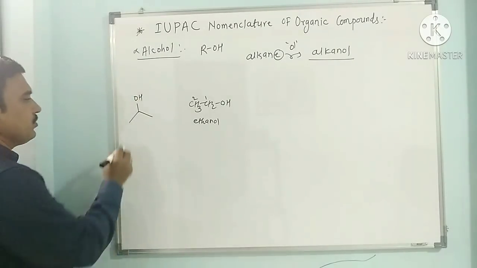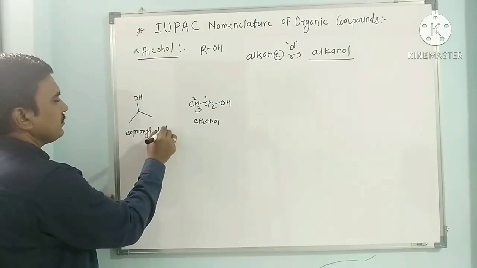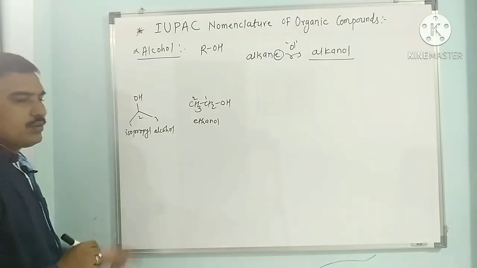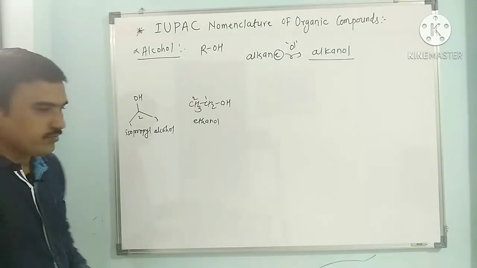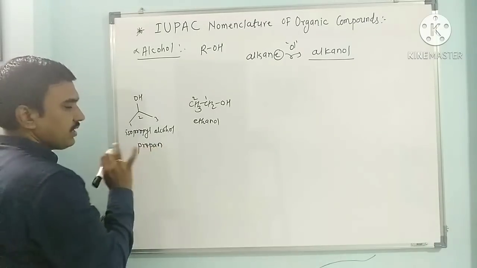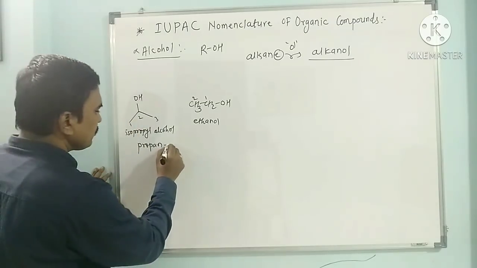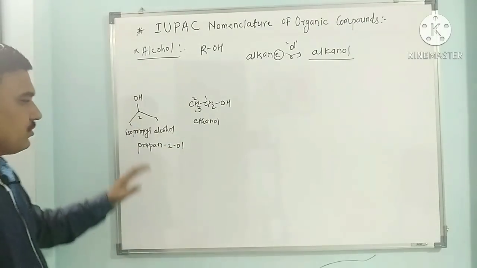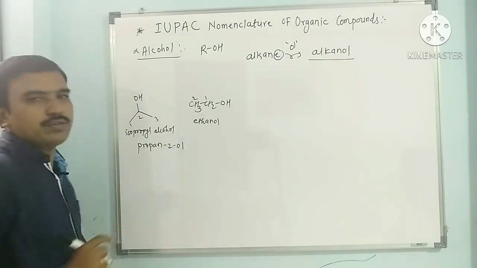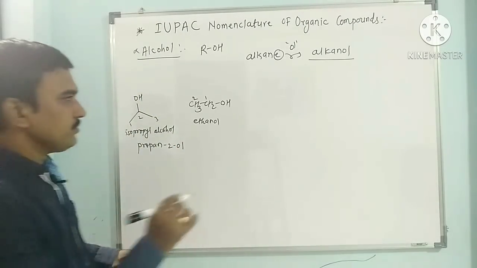isopropyl alcohol, this is commonly called isopropyl alcohol. It has 3 carbons, 1, 2 and 3. So 3 carbons means it belongs to propane. The last E is replaced by OL. The OH is attached to the second carbon, so 2-ol. It can be named 2-propanol, but the more correct name is propane 2-ol. So this is propanol.